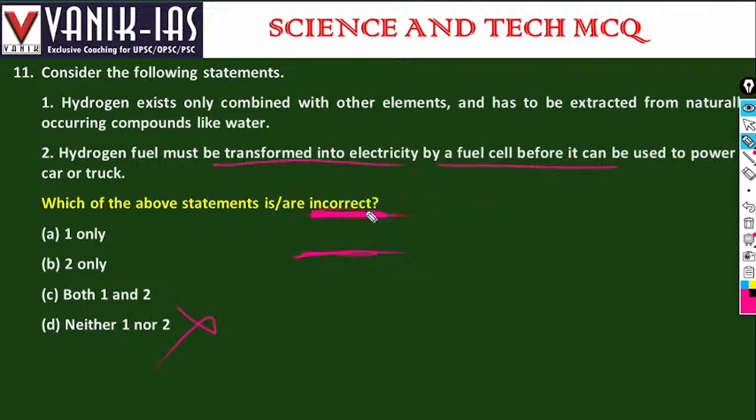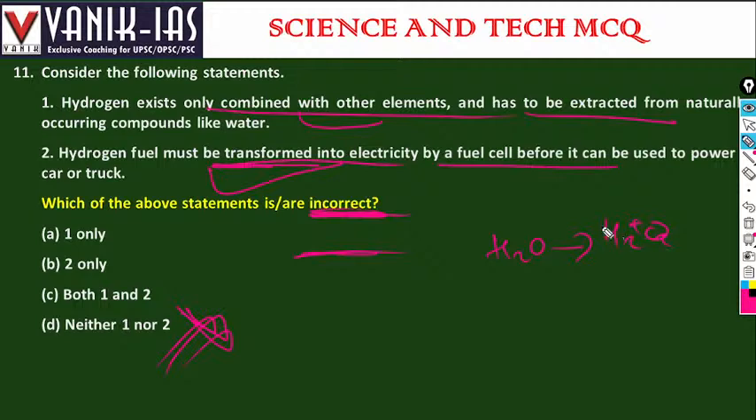Which of the following statements are incorrect? Both the statements are incorrect. So for hydrogen fuel, neither of them is incorrect. So both statements are right. Hydrogen exists only combined with other elements, H2 plus O2. And hydrogen must be transferred into electricity by a fuel cell before it can be used as power for a truck or car, because hydrogen is highly inflammable and that will damage. That's why both the statements are correct here.